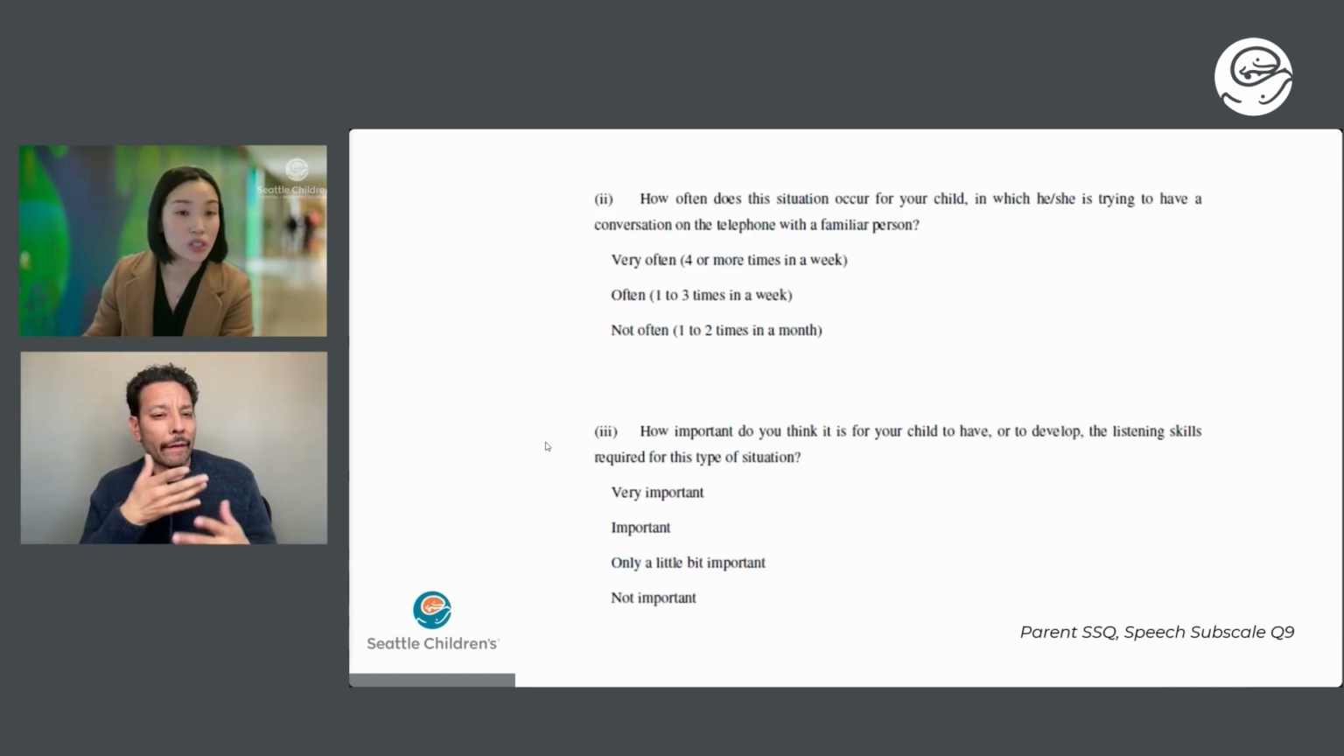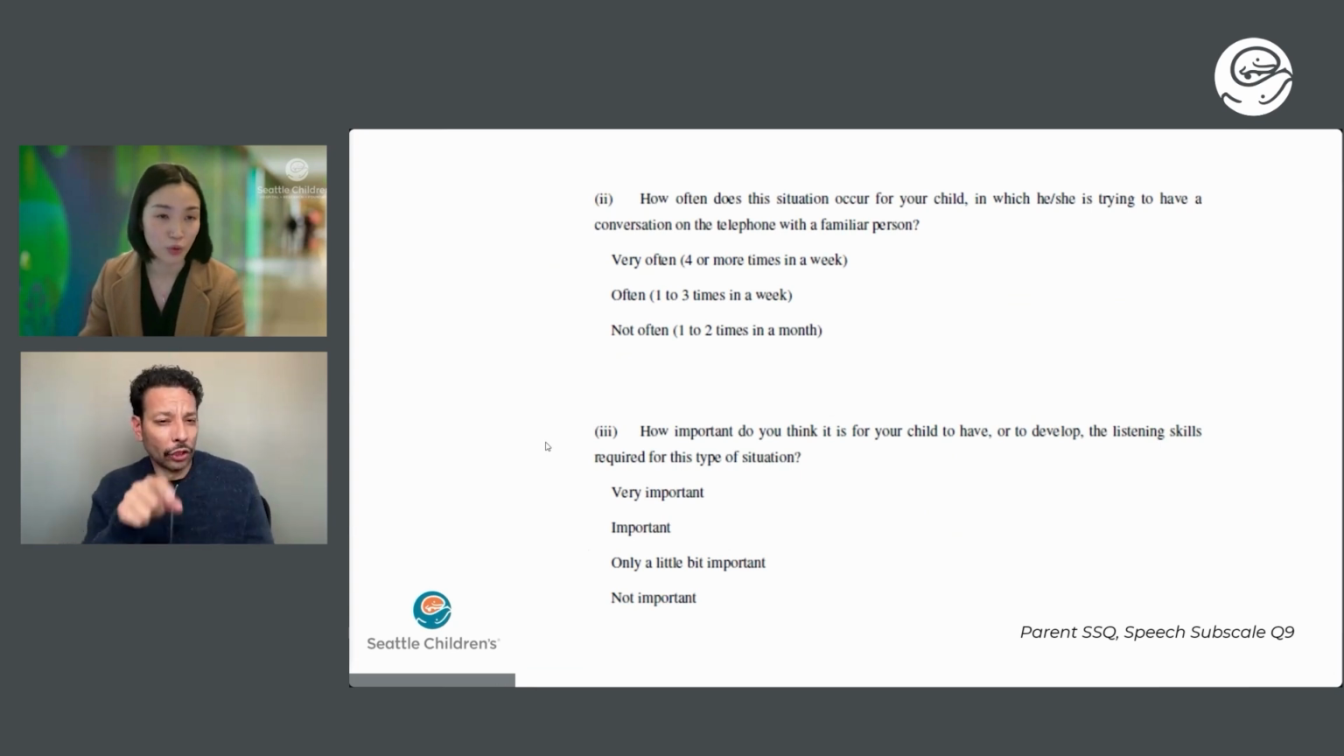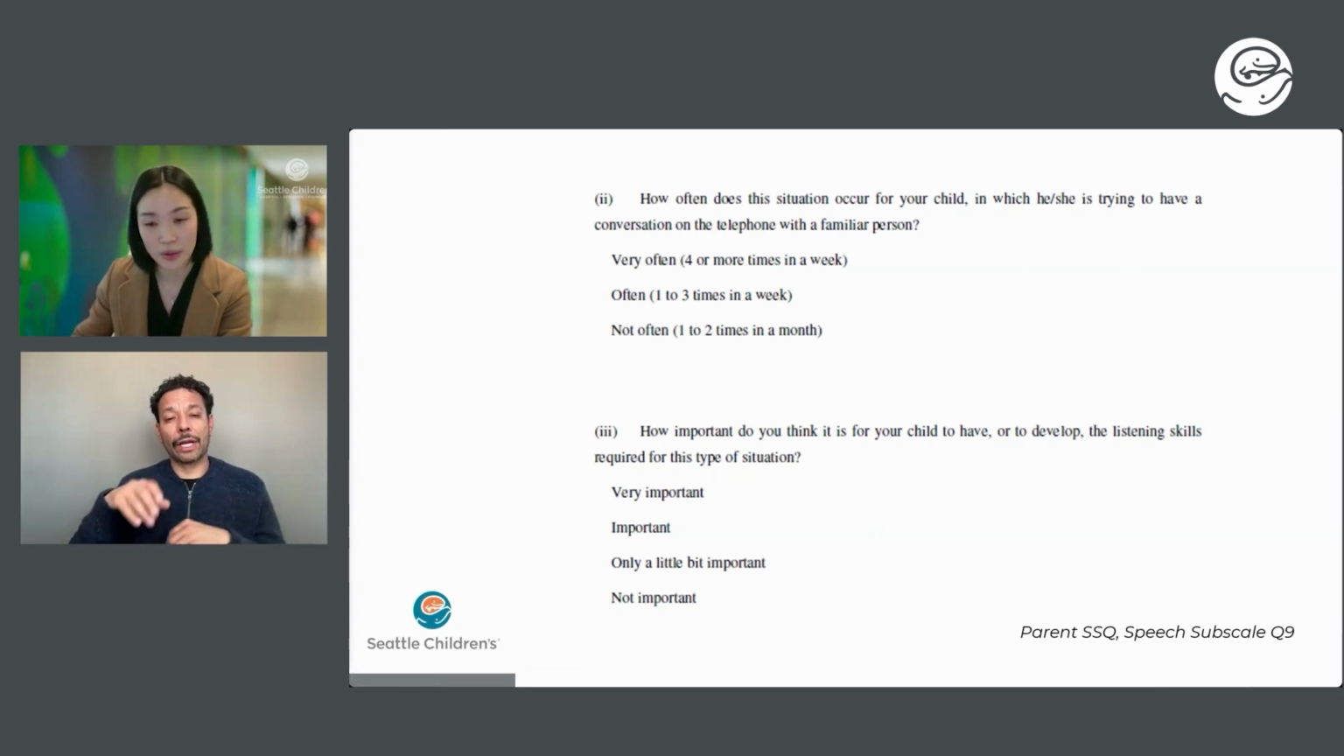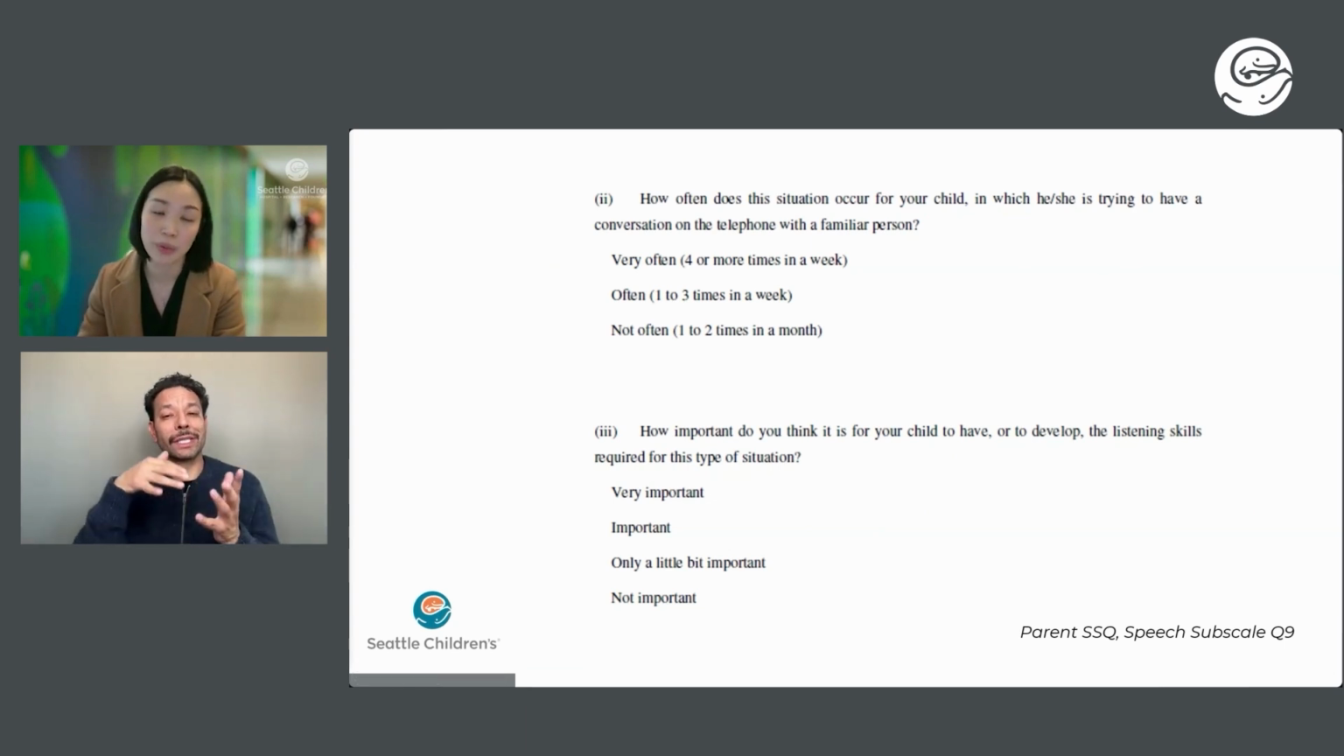There are small differences for the parent completed version of the SSQ. There are sub-questions. So this is for the telephone question, and there is a sub-question of how often does the situation occur, and then they rank how often it occurs. And then the third part is how important do you think it is for the child to have the skill to address this type of situation.